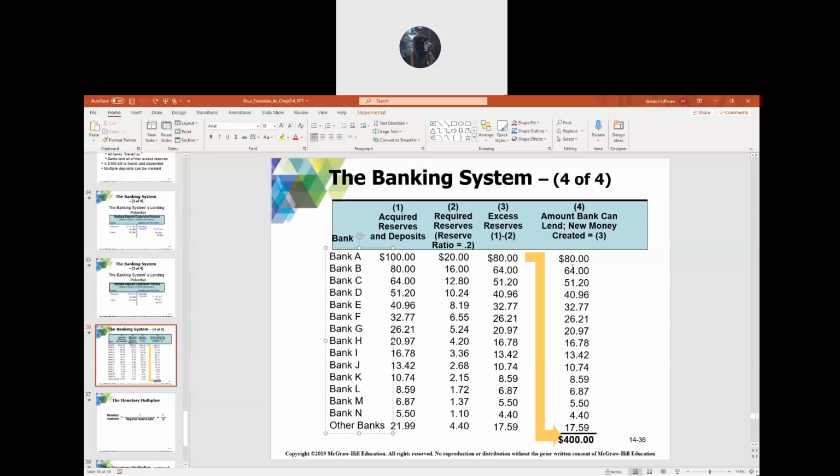if you did the math here, you would see that with the reserve ratio of 20%, with initial excess reserves of 80, the total potential creation in the whole banking system is 400. So there's a potential for this $80 in new money. If you trickle down through the whole banking system, that can create up to $400 of new money.